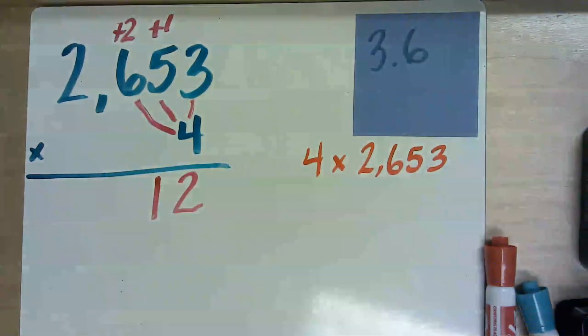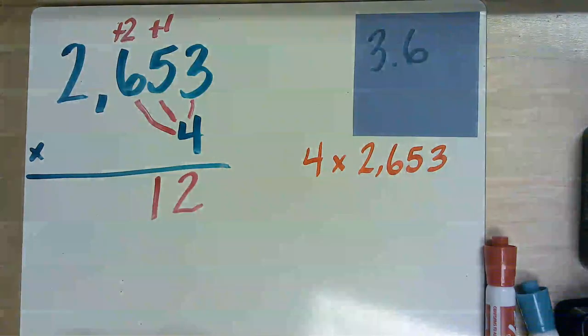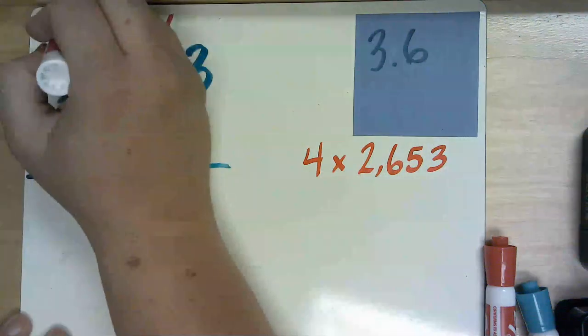Now I want to do 4 times 6. 4 times 6 is 24, plus 2 more, 25, 26. So my 6 stays here, and my plus 2 is going to go next door.